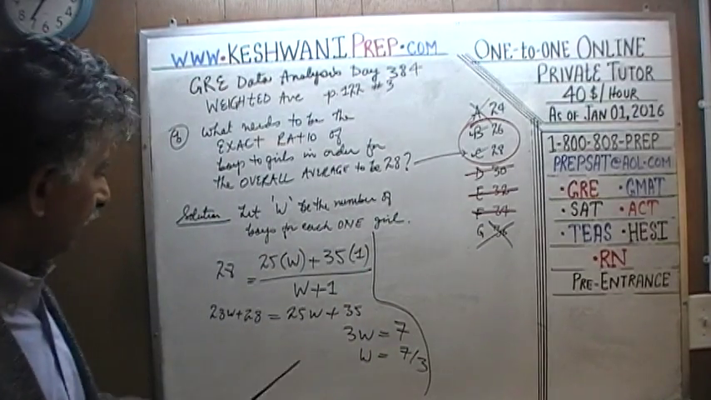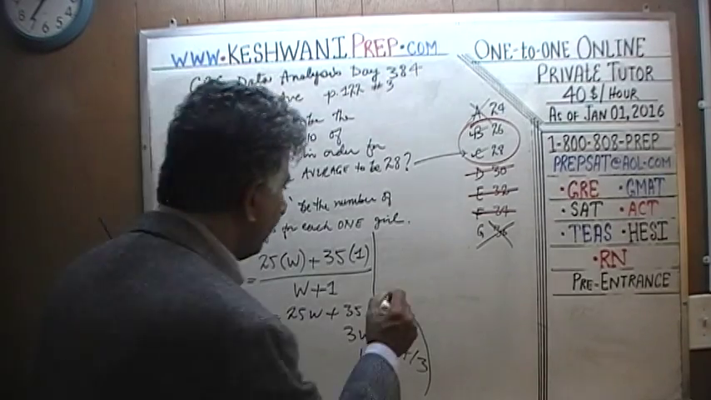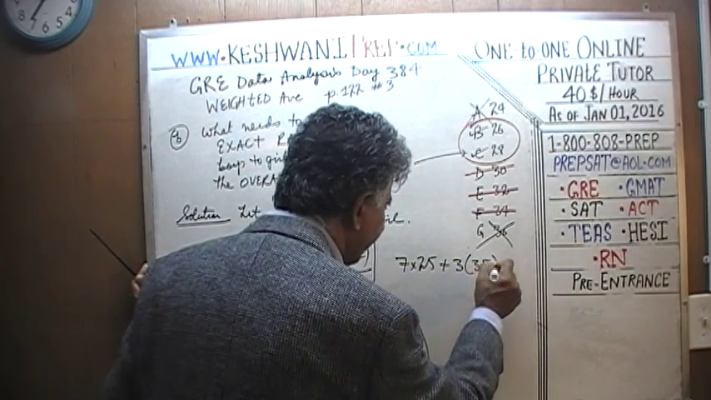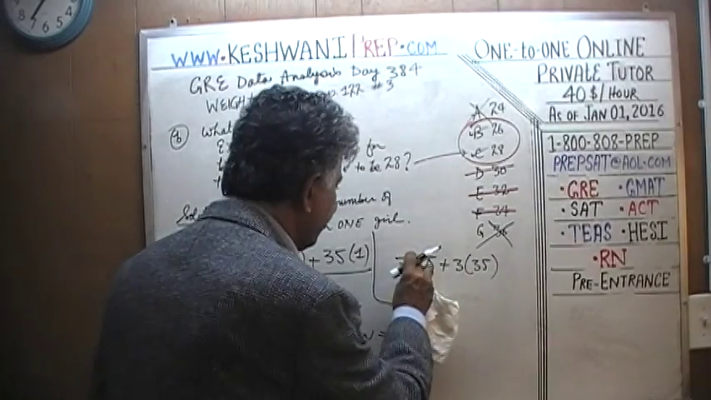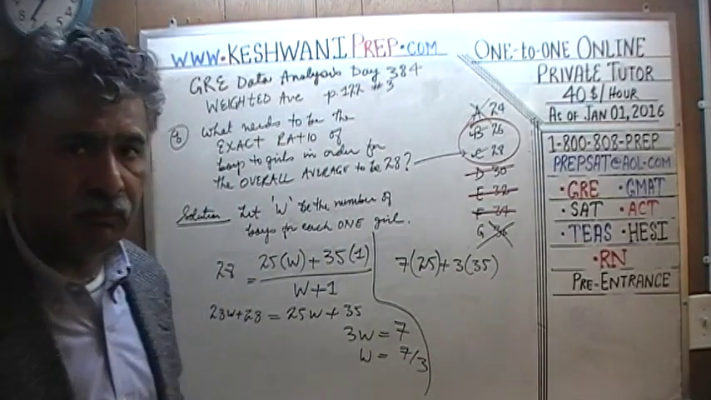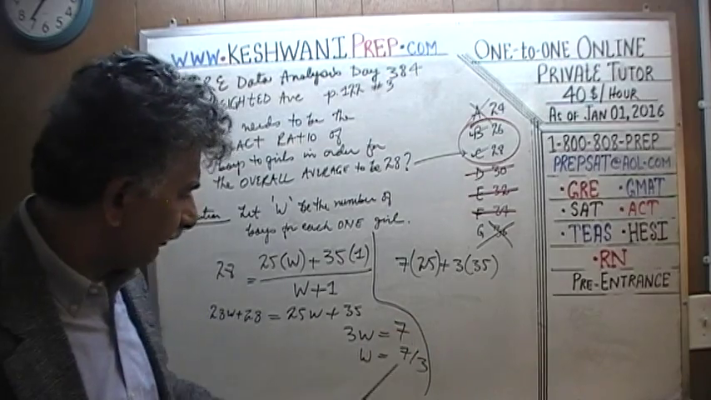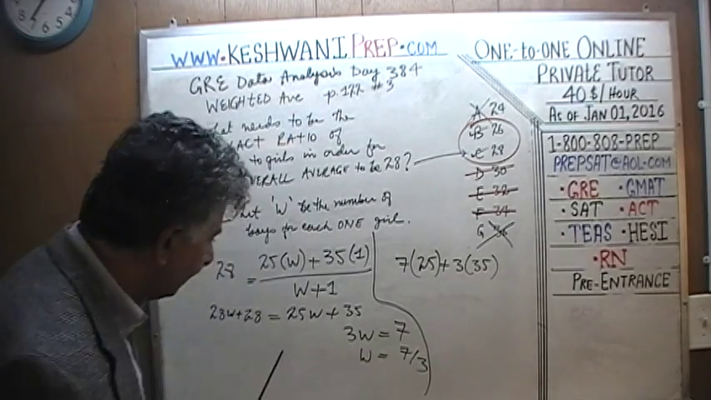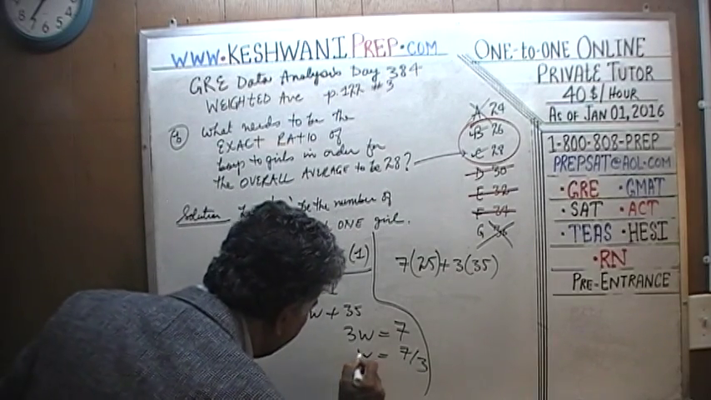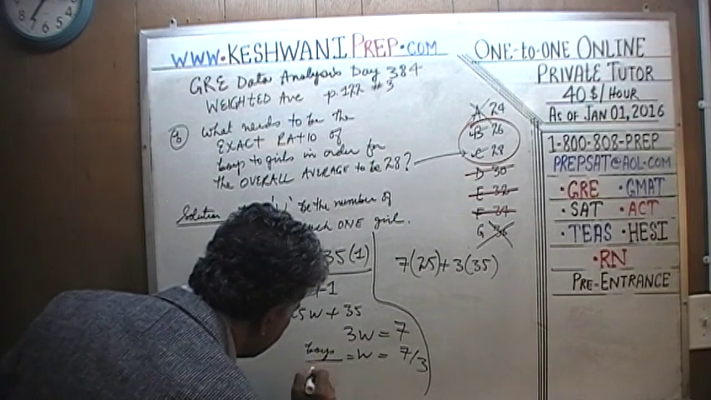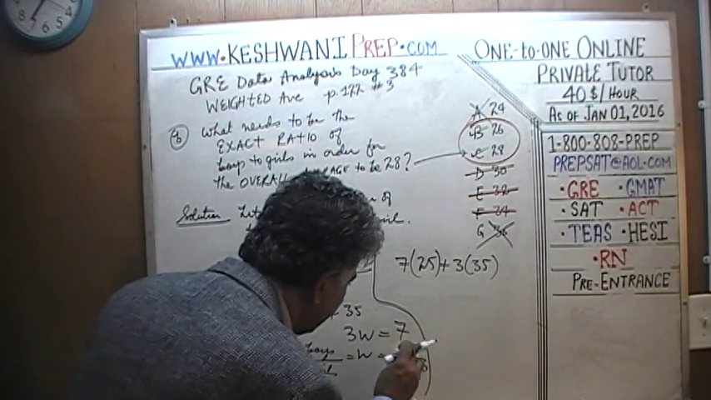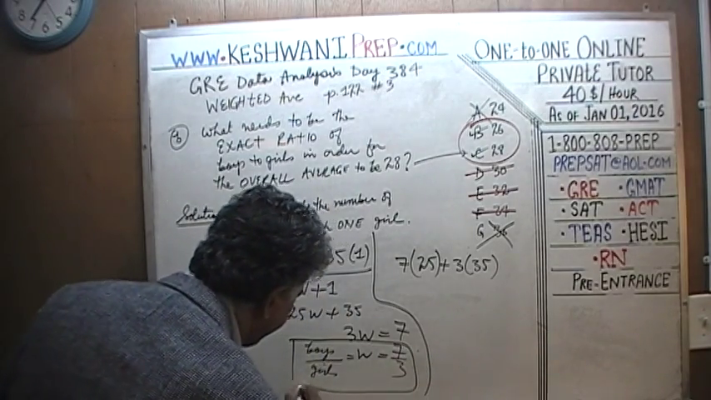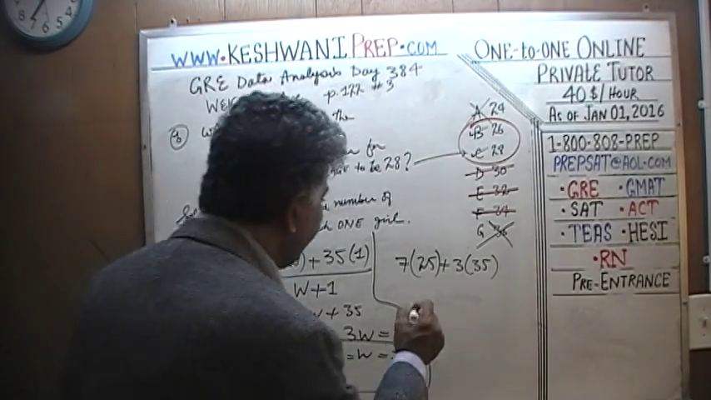Let's verify it here, shall we? So we are saying that there are 7 boys for every 3 girls. 7 boys with the average score of 25, and 3 girls with the average score of 35. How many students do we have? Well, we have 10 students in this scenario: 7 boys and 3 girls. The ratio of boys to girls is 7 to 3. This W represents the ratio of boys to girls, and we just found out that that ratio is 7 to 3. So we have 7 boys for every 3 girls, which means we have 10 students.